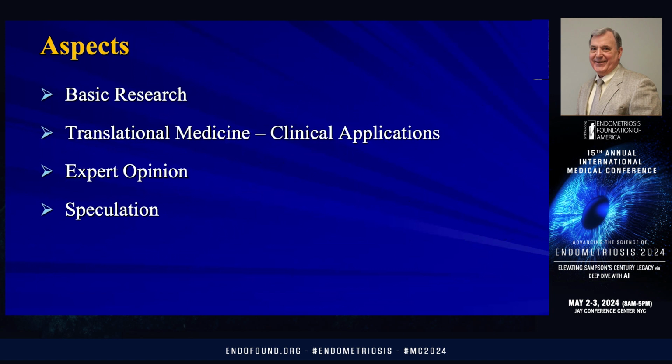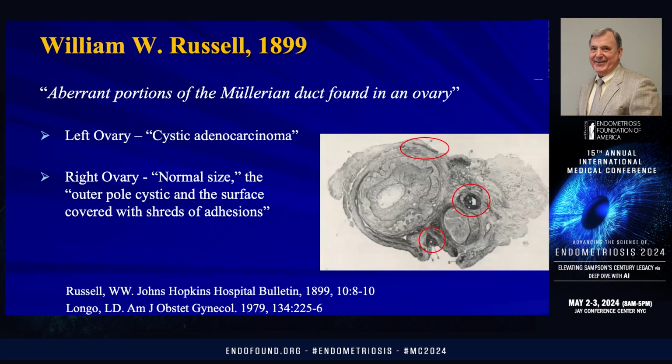We're going to talk about basic research, translational medicine, expert opinion, and speculation. If we go back to 1899 and we look at Richard Russell's original discussions of hidden endometriosis. Remember, this is endometriosis he didn't recognize. This was an ovarian cyst, adenocarcinoma on the left side, right side, normal size, outer pole surface covered with shreds of adhesions. Endometriosis hidden beneath the adhesions. Endometriosis hidden near the hilum.